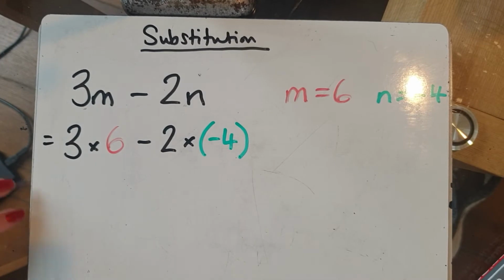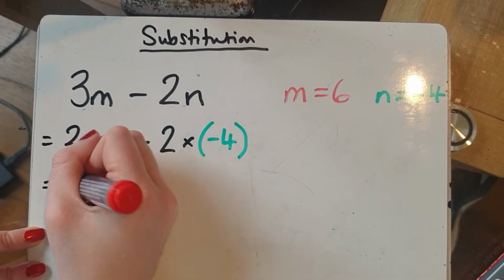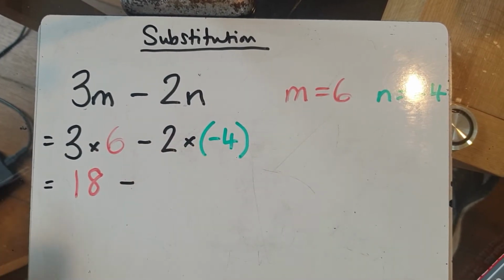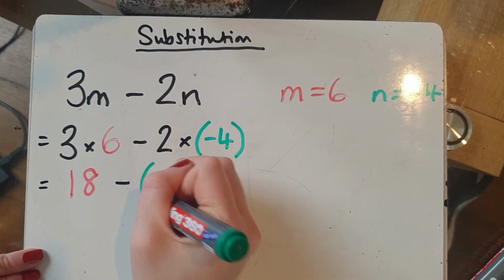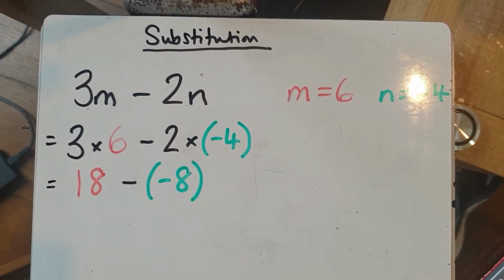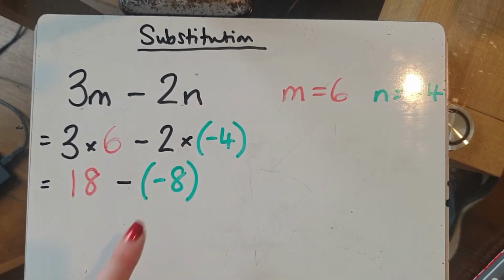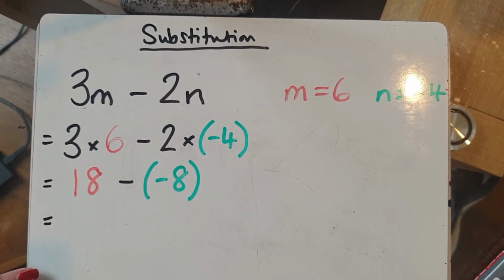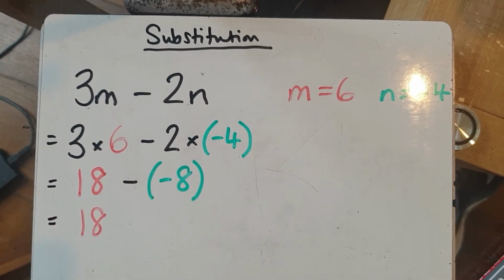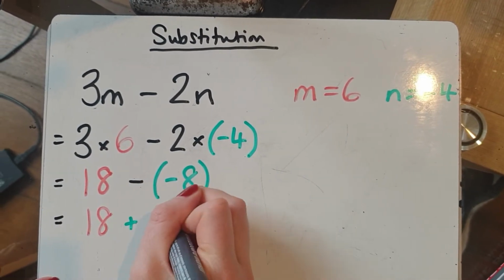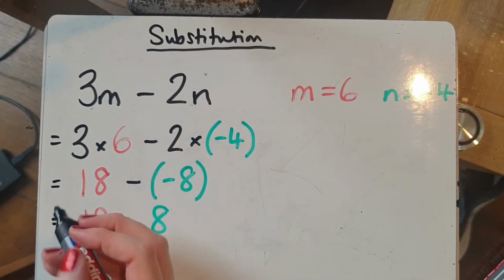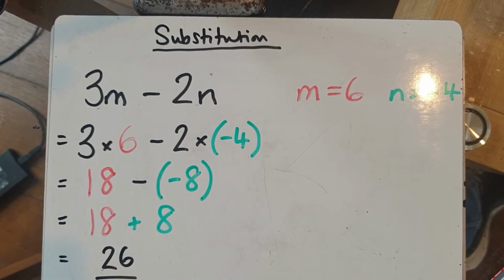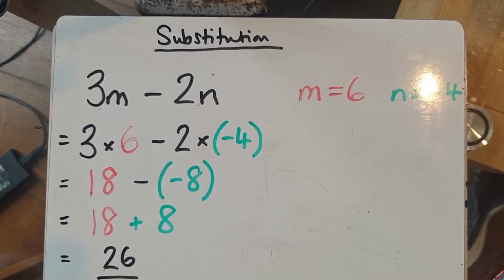3 times 6 is 18. Then we've got minus 2 times negative 4 is negative 8. When we minus a negative, we end up adding. So we're actually going to do 18 plus 8, and that gives us a final answer of 26. So again, please copy that down.